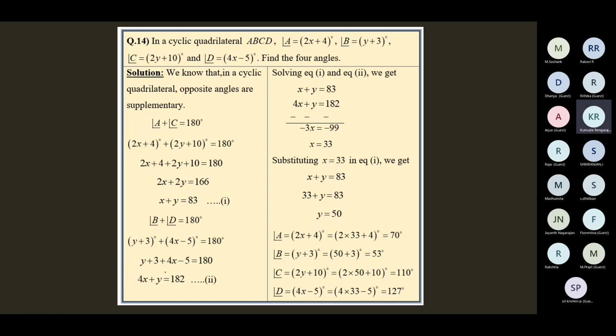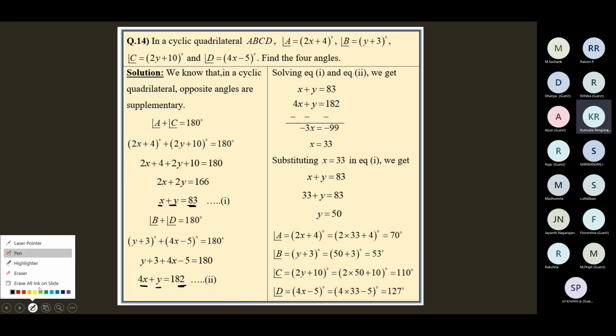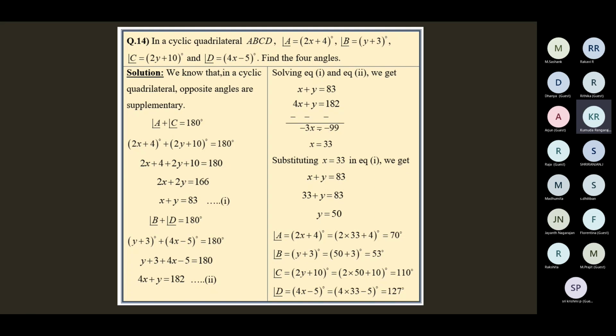And the second equation is 4x plus y is equal to 182. See, you should have x and y terms on one side, the LHS, and the number or the constant on the RHS. So see here, x and y on the LHS, and the constant 182 on the RHS. Now write the equations one below the other. The coefficients are already equal. You can see 1y, 1y.